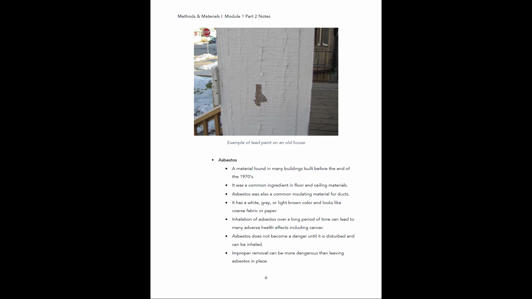And it was also a common insulating material for ductwork in old houses and stuff. It has a whitish gray or light brown color, and it looks like coarse fabric or paper. So asbestos is only really dangerous when it gets into the air and you can breathe it in. Okay, so very similar to lead, but it's probably more dangerous than lead, I would say, because it can lead to cancer. That's its main thing, is if you're exposed to it too much, you can get cancer from it.